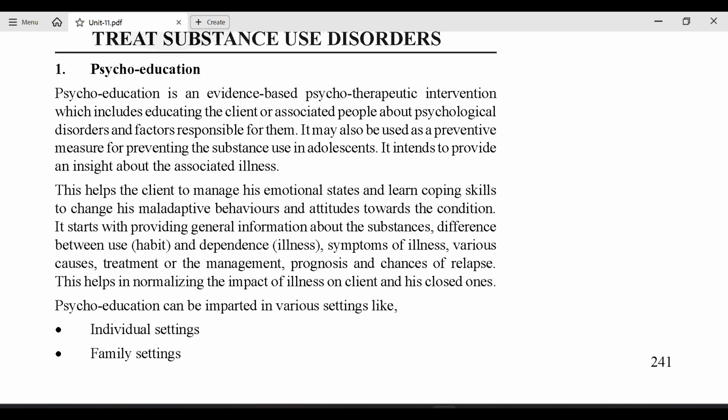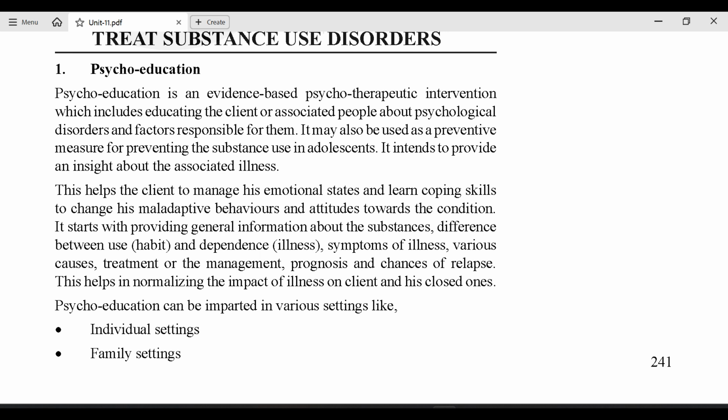This helps the client to manage his emotional states and learn coping skills to change his maladaptive behaviors and attitudes towards the condition. It starts with providing general information about the substances, the difference between use, habit, and dependence, illness, symptoms of illness, various causes, treatment or management, prognosis and chances of relapse. This helps in normalizing the impact of illness on the client and his close ones.